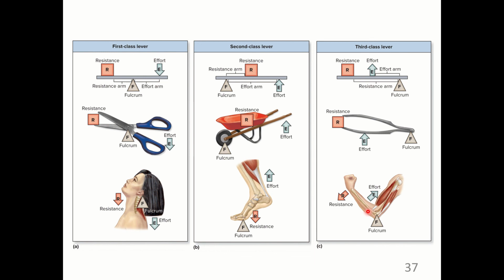And so the resistance is going to be the bone and the flesh of your forearm and your hand and whatever you're holding. And then the fulcrum is your elbow joint. This is also called a speed lever. Another good illustration would be someone holding a shovel. You can't really lift a whole lot of weight with the third class lever, but you can move it quickly and over a long distance.